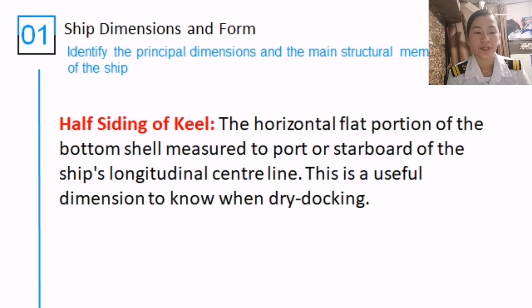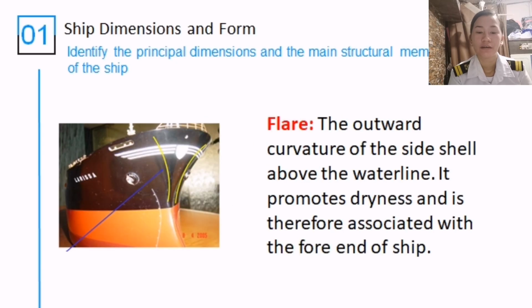The next is we also have the flare. So kanang flare, that is the outward curvature of the side shell above the water line. It promotes dryness and is therefore associated with the forend of the ship. So let's say for example, kanang forward part of the vessel in the picture. So kanang curvature nga naka-outward direction, that is our flare.